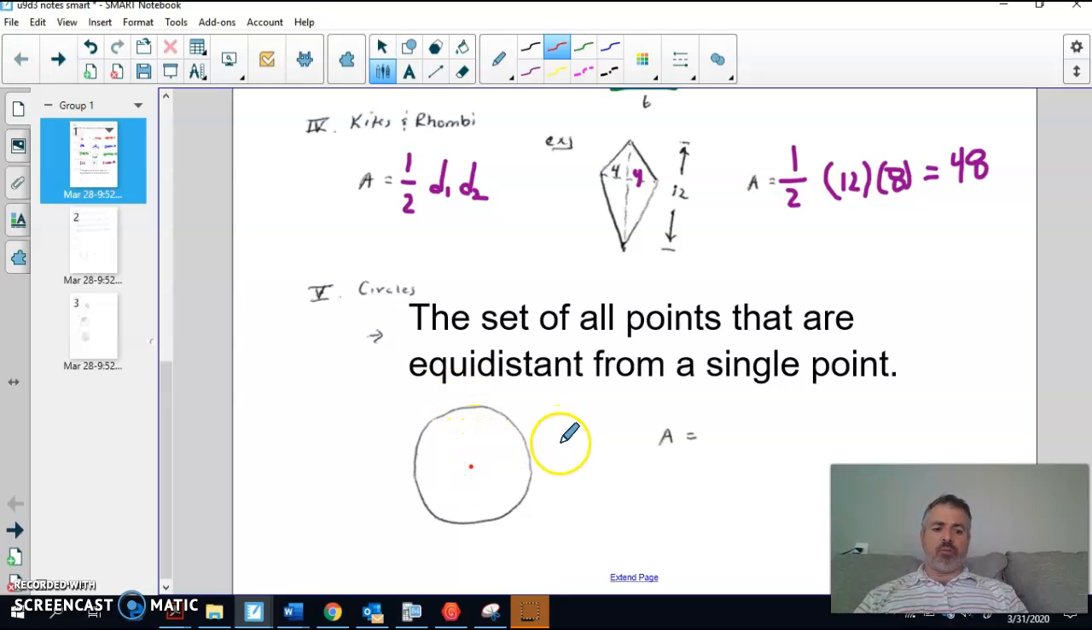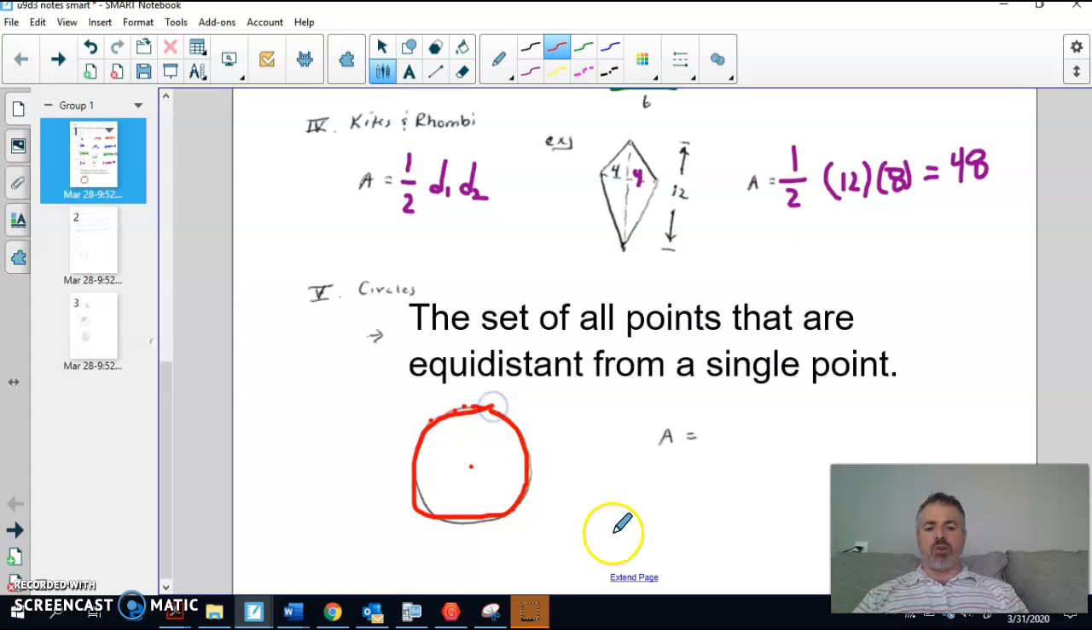So now it's the set of all points that are the same distance from that center point. So for instance, this dot and that dot are a certain distance. In a circle, that would equal this distance here, equal this distance here. So basically all the dots that are going to be the same distance from that center point make up the circle itself. So that's what a circle is, the set of all points equidistant from a single point.